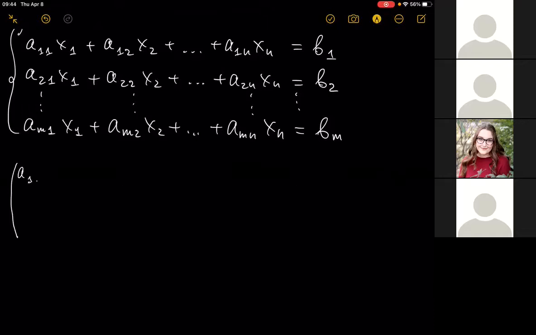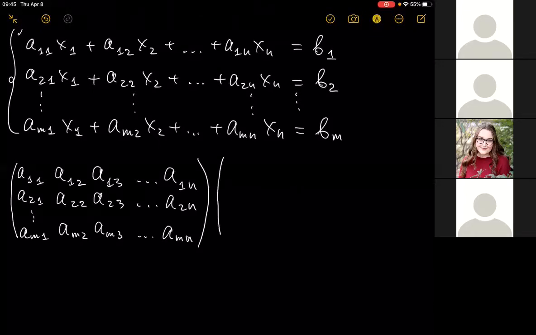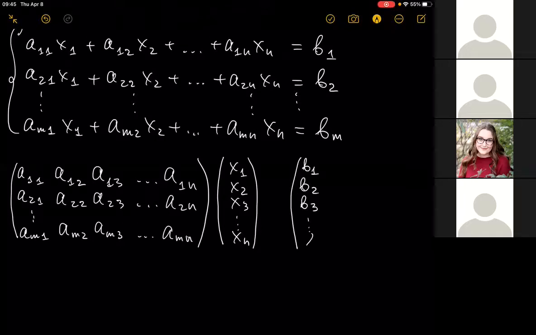So we introduced the coefficients matrix. And also we introduced the column vector of unknowns. And also we introduced the column vector of the right-hand side.